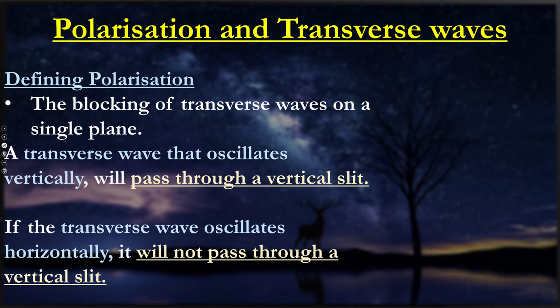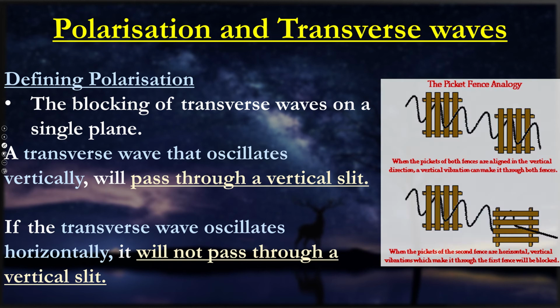So if we want to explain this, you can only really explain it with transverse waves. Longitudinal waves, if you could imagine, wouldn't be blocked out, because longitudinal waves go backwards and forwards, so they would still keep going backwards and forwards through our picket fence analogy. So, defining polarization: polarization is defined as the blocking of transverse waves on a single plane.